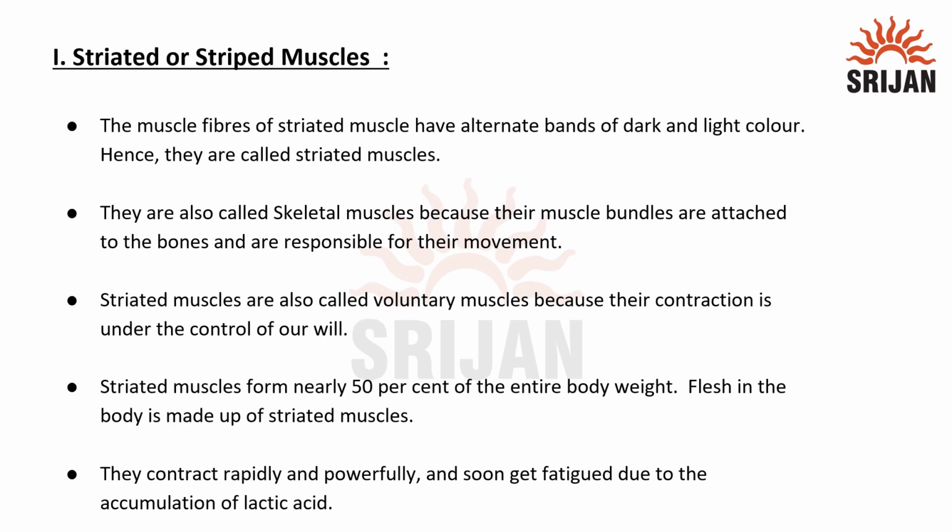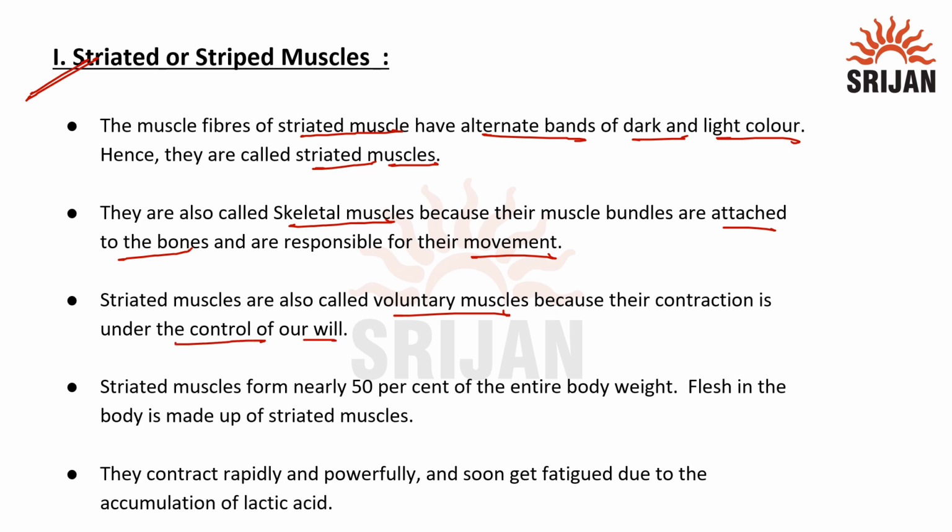So the first type of muscle that we are supposed to study is called striated or striped muscle. The name itself suggests striation. Striation means bands. Such striated muscles have alternate bands of light and dark color, and hence they are called striated muscles. This type of muscle is also called skeletal muscle because these muscles are directly attached to the bone and help in its movement. Striated muscles are also called voluntary muscles. Why voluntary? Because their contraction and relaxation is under the control of our will.